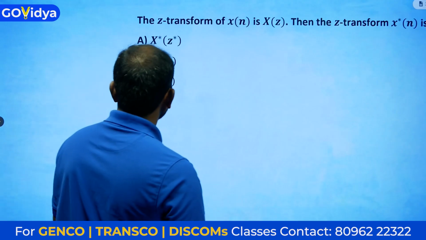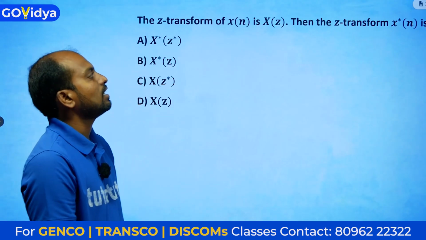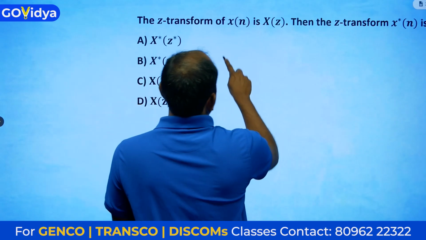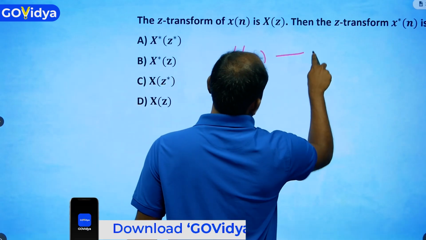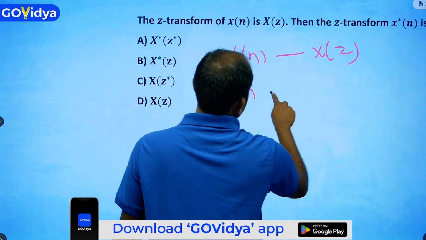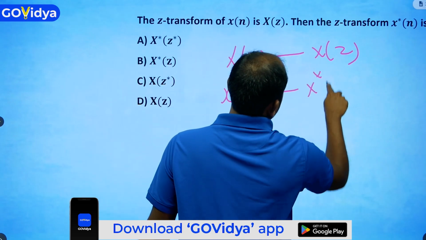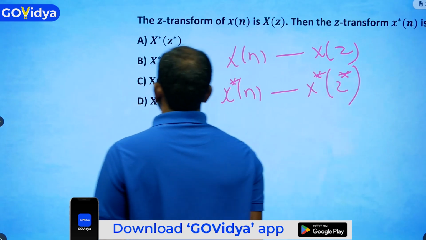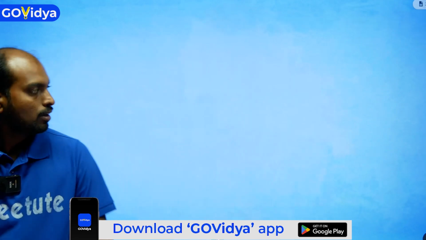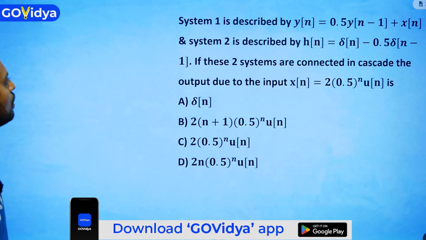Okay. The z transform of x of n is X of z. Then what is the z transform of x conjugate of n? We know that x of n has z transform X of z. X conjugate of n has the transform X conjugate of z conjugate. That's it. So option A is the correct answer. This is a property type question. Okay. Let's go for the next question.